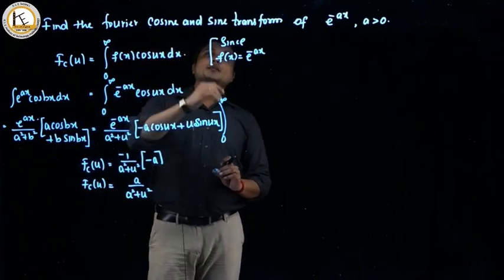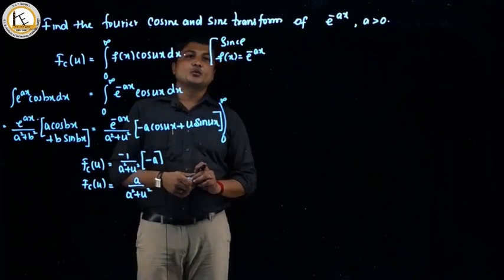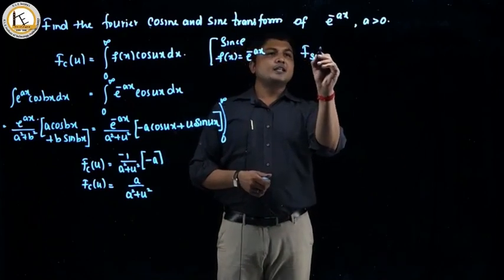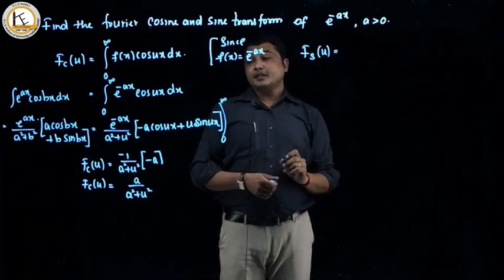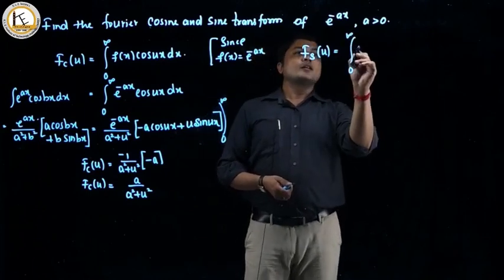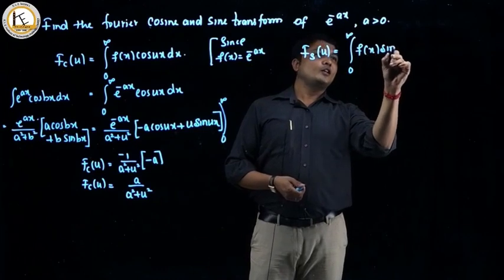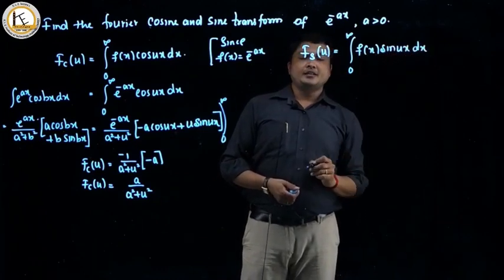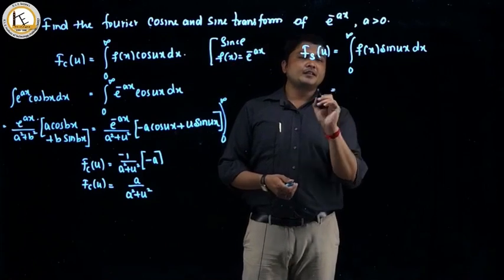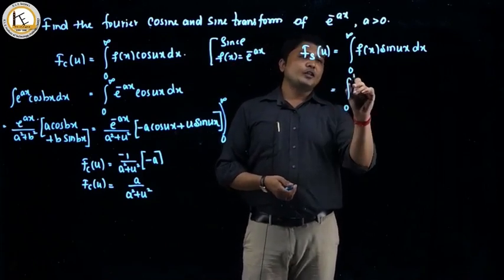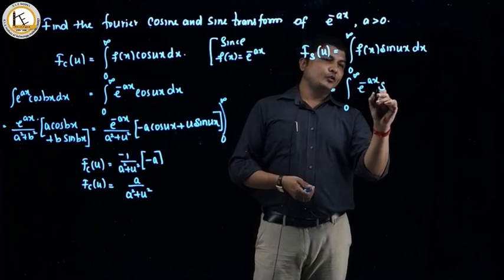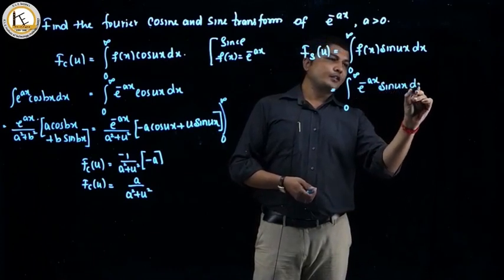Now we will find out the sine transform of the given function e raised to minus ax. We have a formula for the sine transform. The sine transform of a given function is defined mathematically as the integral between 0 to infinity of f of x into sine of ux with respect to x. Once again substituting f of x, we have 0 to infinity, and f of x is nothing but e raised to minus ax into sine of ux with respect to x.